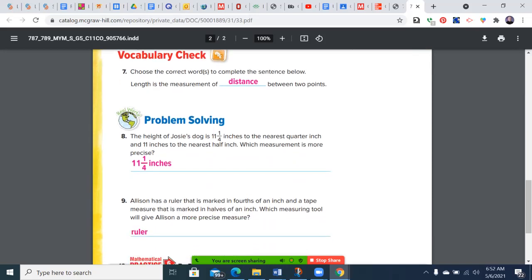Now the problem solving: 11.25 to the nearest quarter inch and 11 inches to the nearest half inch. Which measurement is more precise? 11.25. Basically, the bigger the denominator of the unit fraction, so 1/4 is going to be more exact than a half inch. 1/3 is going to be more exact than a half, 1/5 is going to be better than a quarter, 1/6, 1/1000th. The bigger your denominator, the more exact it is, assuming it's a unit fraction.